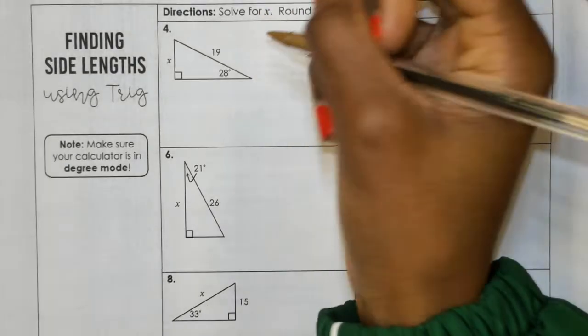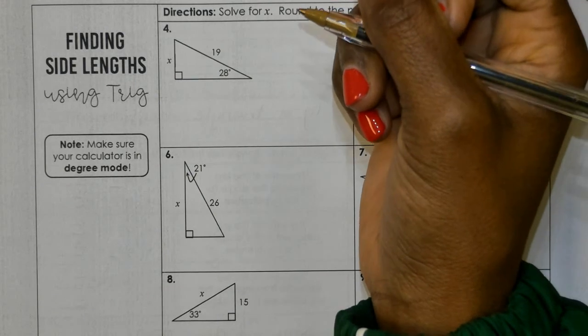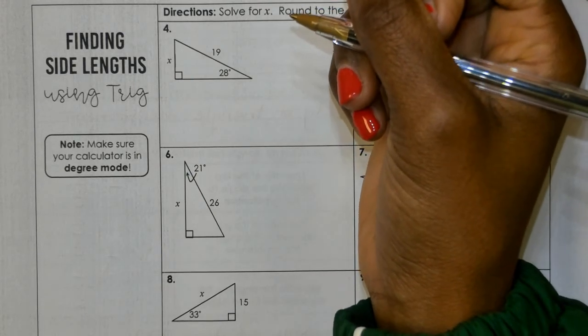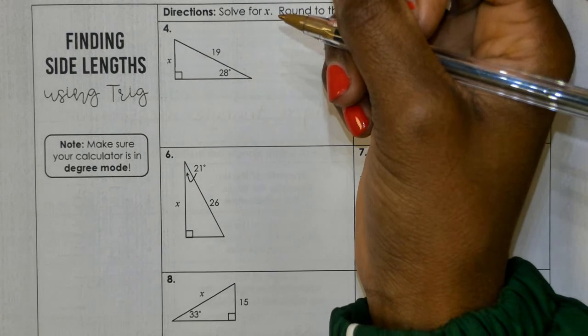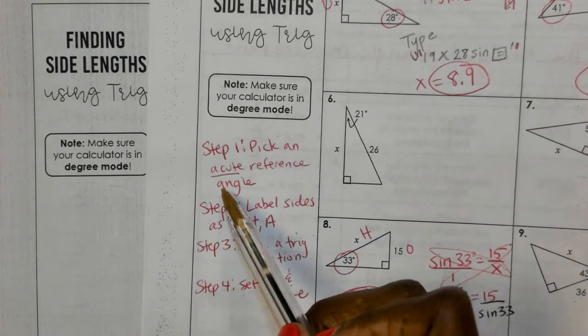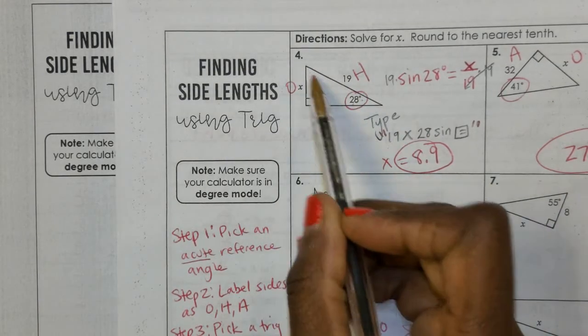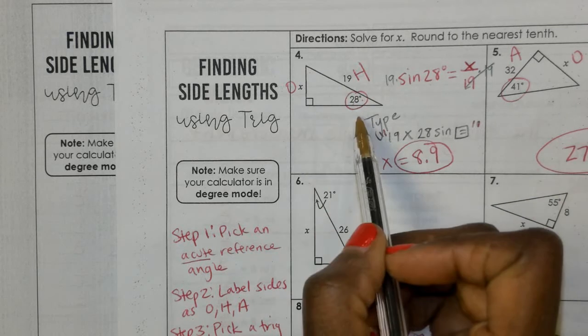Okay, so for step 1, which you just saw on the previous screen, and you can rewind it if you need to copy it on your paper. It's probably a good idea to copy it if you don't have it already. Step 1 is to pick an acute reference angle. There are 2 acute angles in the triangle, this angle and this angle are both less than 90. You need to pick one of the acute ones.